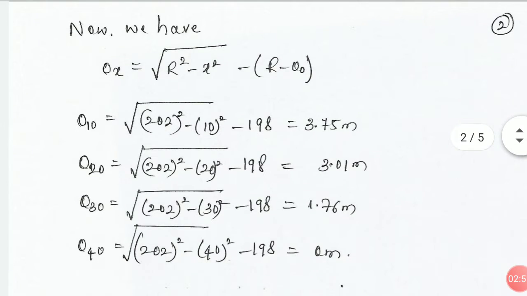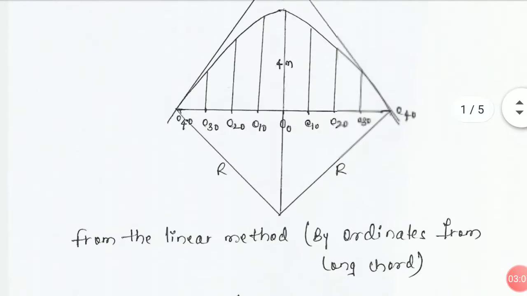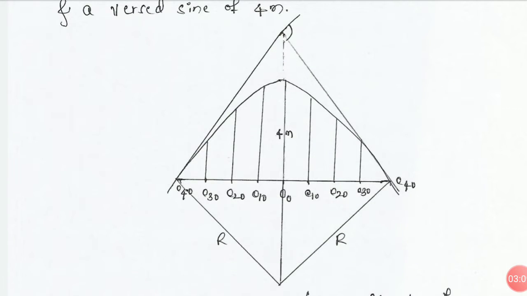O10, so square root of 202 squared minus x squared, x becomes 10 here, minus 198, gives 3.75 meters. At 20 meters we have 3.01 meters, at 30 meters I have 1.76 meters, and at 40, that is at the starting of the curve and at the end of the curve, how much value shall I get? I should get it as 0. The offset shall be 0.